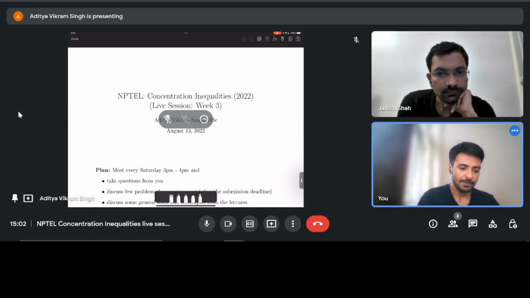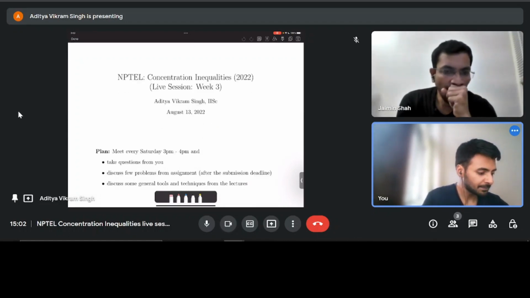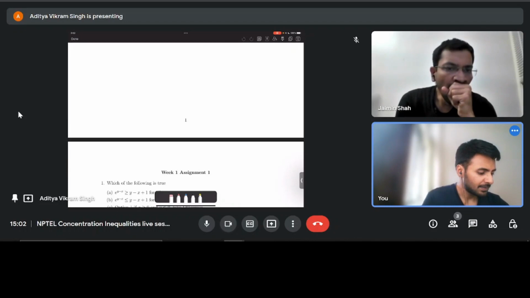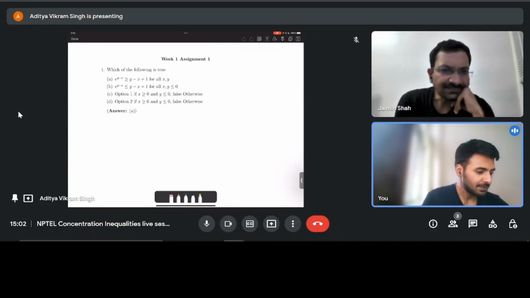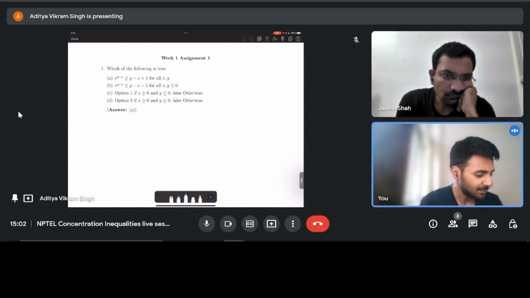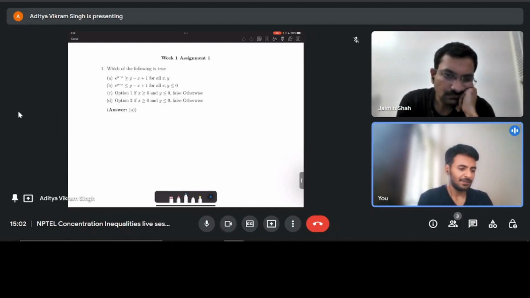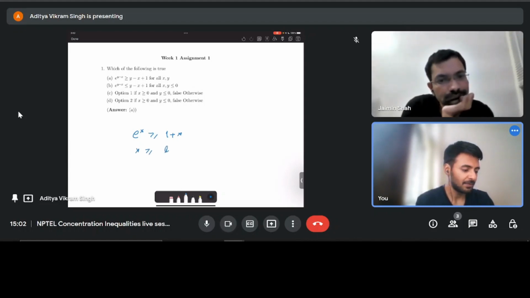Okay, let's do it. Let's start with the week 1 assignment. These are simple problems. This is one of the useful inequalities, right? e^x is greater than or equal to 1 plus x. It's used a lot, and an equivalent inequality is x is greater than or equal to log(1 plus x).